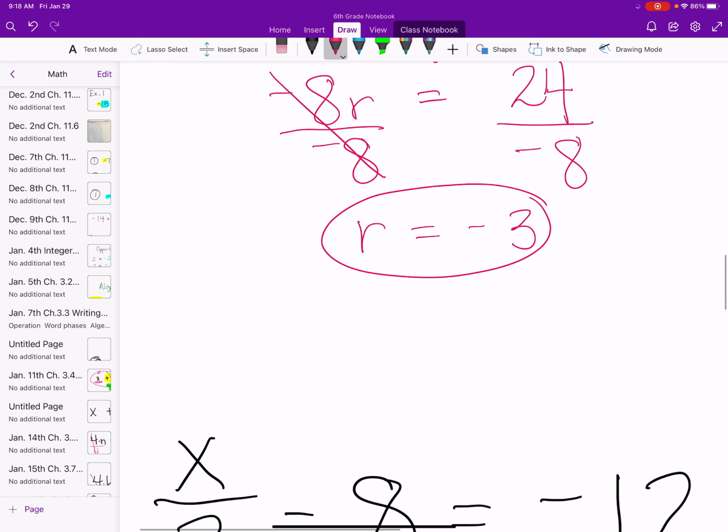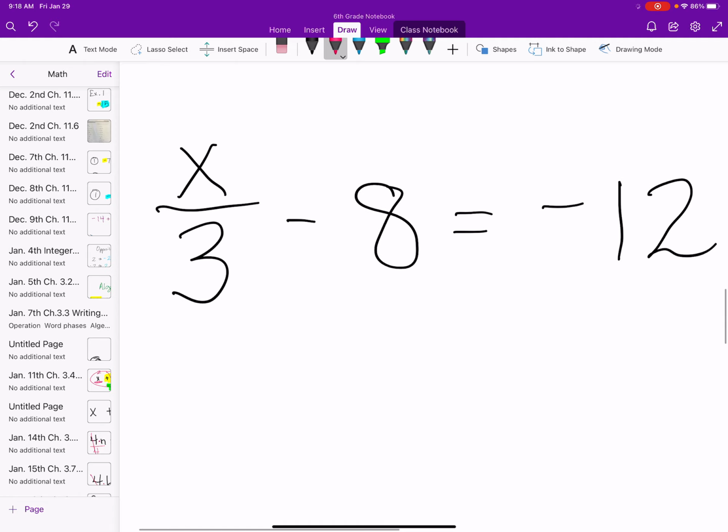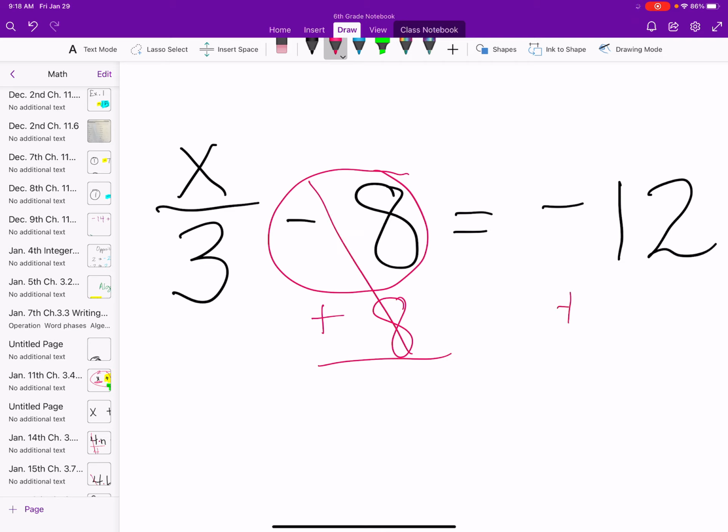Okay. Now I'm going to work in some division. So this is saying x divided by 3 minus 8 gets us a negative 12. Okay, no distributive property here. We just have division and subtraction. We need to get rid of the subtraction first. So we're going to say, what's the opposite of minus 8? That is plus 8. We're going to add 8 on each side.